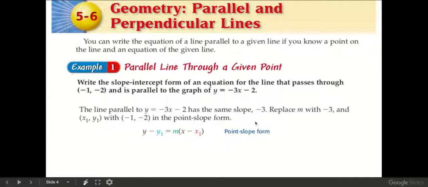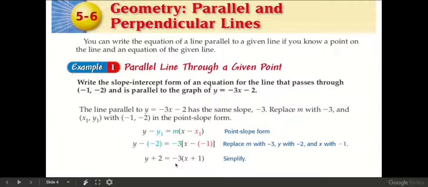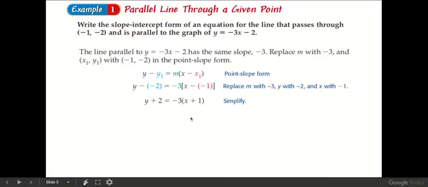And my slope, I'm going to get from the parallel slope, -3. So I put in my values, and then I simplify, right? A negative and negative, right? Minus a negative is a positive, so that's going to be y plus 2, x minus -1, again, that's going to become x plus 1. And then I can go ahead and continue on here.